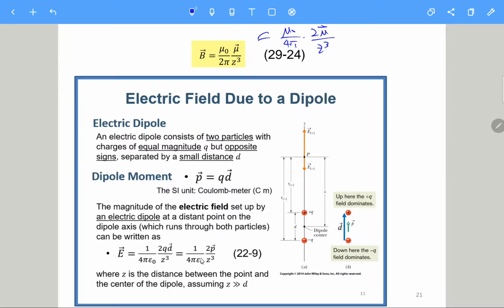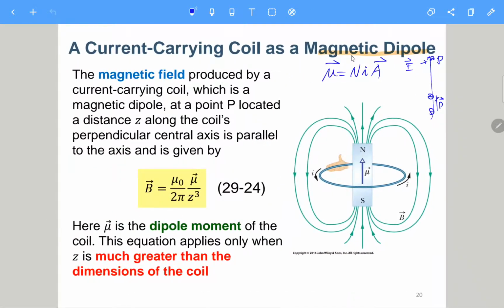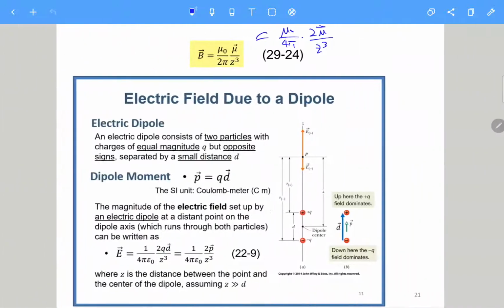As I mentioned before, usually for the same set of equations for the magnetic field, you replace epsilon naught by 1 over mu naught, so mu naught goes to the top. So you can regard these two as actually the same. One is for the E field of the electric dipole, and this is the magnetic field for the magnetic dipole.